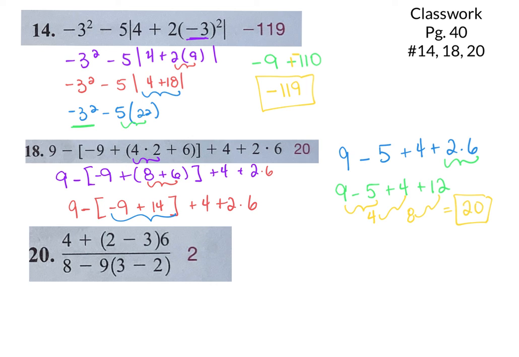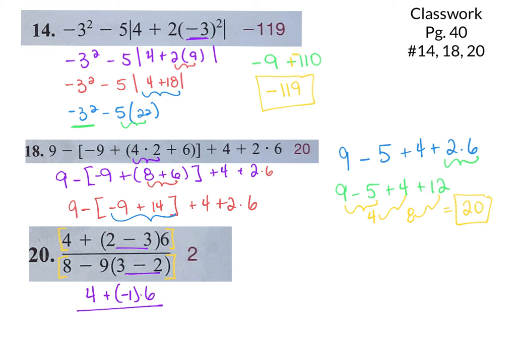Let's look at the next one. I technically have 2 sets of groupings here. Shh, quiet, we're almost done. 2 sets of grouping here, all right? So I'm gonna do the numerator and the denominator separately before I divide them, all right? So within the numerator, I have a grouping 2 minus 3. So I have 4 plus 2 minus 3 is -1 times 6.